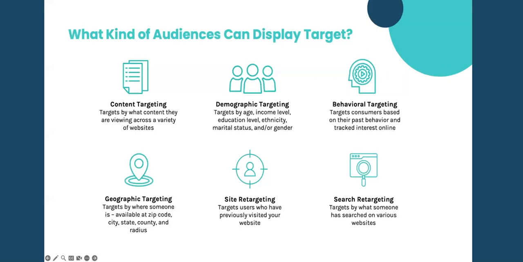Geography targeting, pretty straightforward there, really just the geography of our campaign. And then we have search and site retargeting, which can be utilized with that pixel. Site retargeting allows us to target users who have already visited our site. And search retargeting helps us target by what someone has searched for on various websites. So again, all part of this programmatic display advertising. All of these pieces work together to help us really dial in on that specific target audience that we're serving ads to.